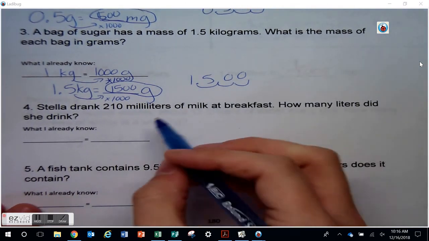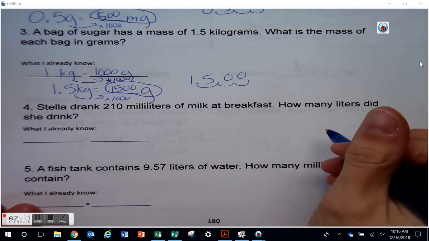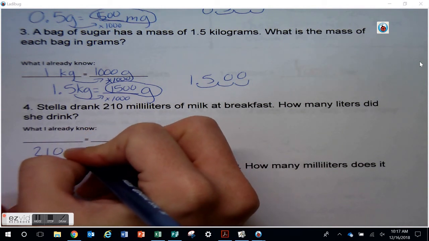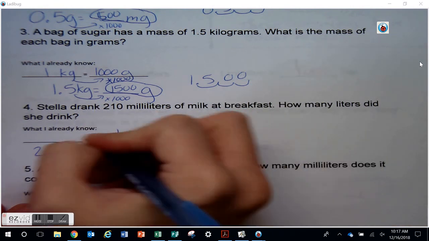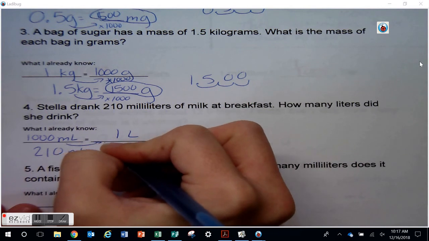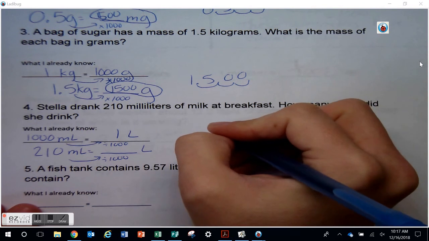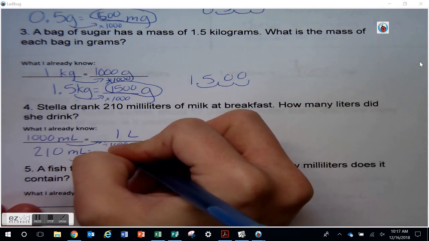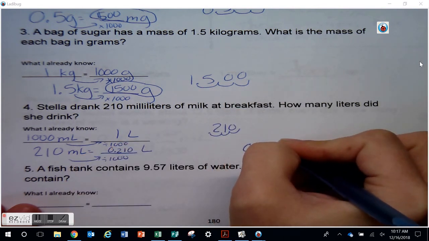Stella drank 210 milliliters of milk at breakfast. How many liters did she drink? 210 milliliters equals how many liters? Well, I know 1 liter equals 1,000 milliliters. So I'm going to divide by 1,000. 210, getting 3 place values smaller, gives me 21 hundredths liters.